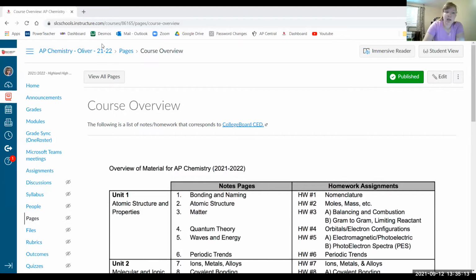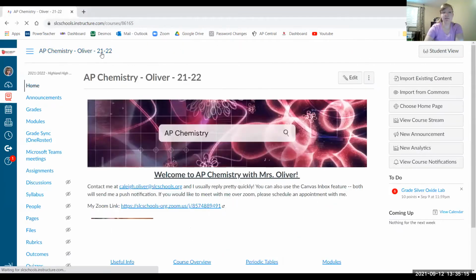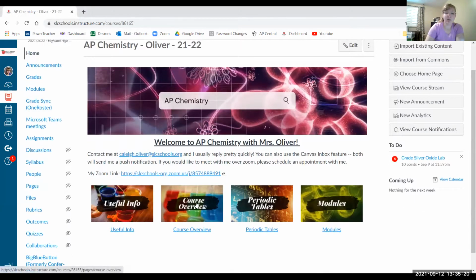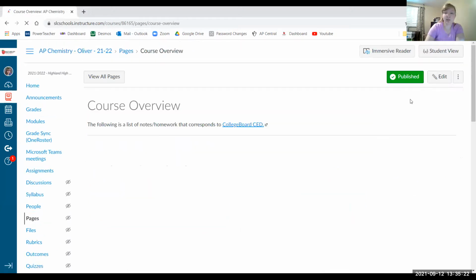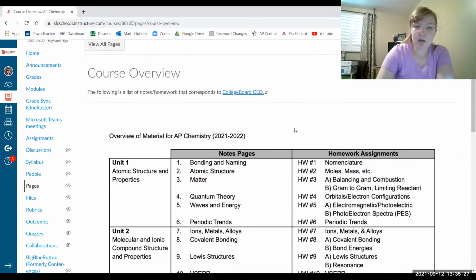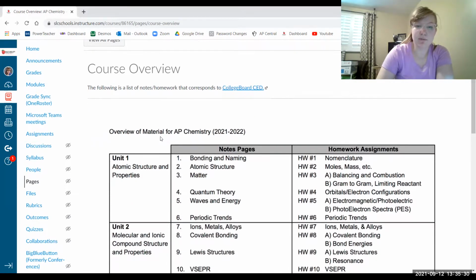So let me just show you, you have this paper printed for you, but in case you lose it, I can get you another copy. I can print it for you. But if you want a digital copy, you can go to Canvas. And let's see, main page of Canvas looks something like this. And go over here to course overview, click. And then once it loads, you'll have the material overview.